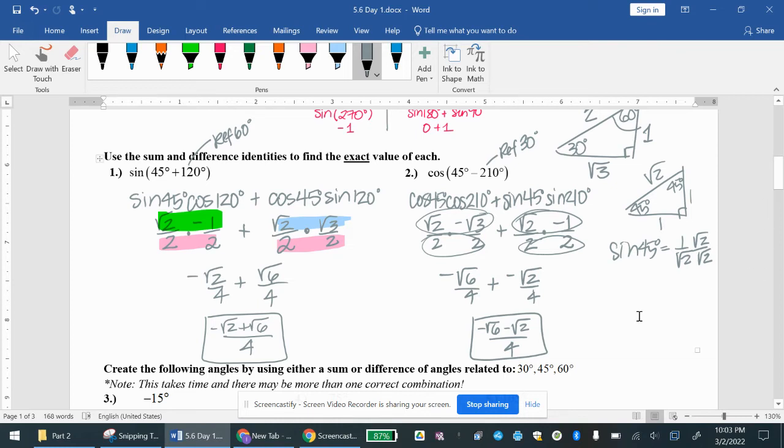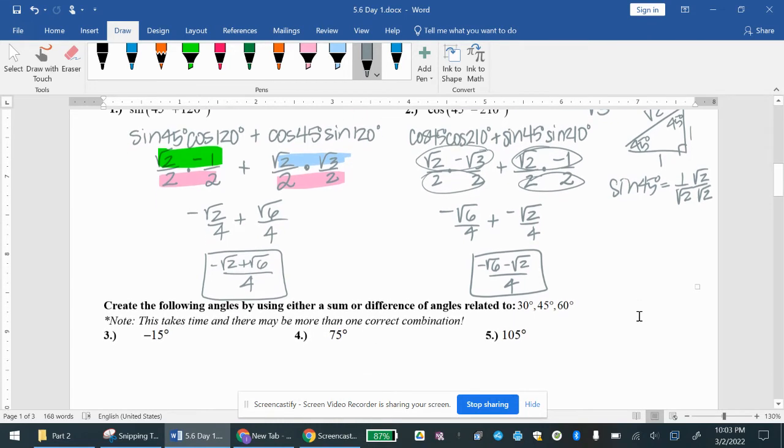So as you can see, everything that we've done before in chapter 4 and chapter 5 with special angles like 30, 60, and 45 is absolutely critical for this lesson.